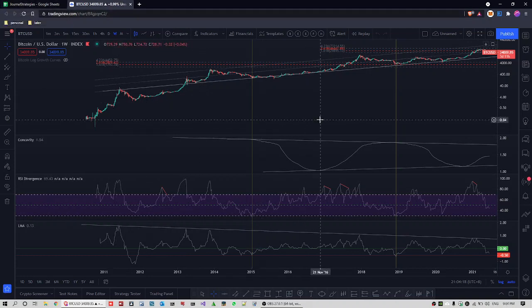Okay, so as you can see on this chart, these two yellow vertical lines are the previous cycles where Bitcoin has bottomed out, or the prices of Bitcoin have bottomed. And these two cycles have identical patterns which we can use.